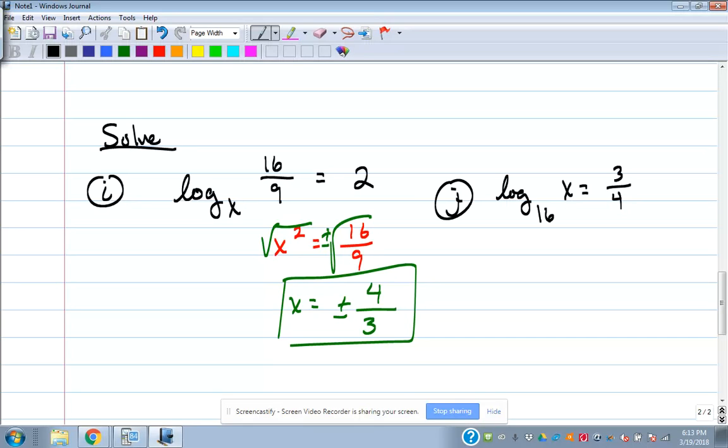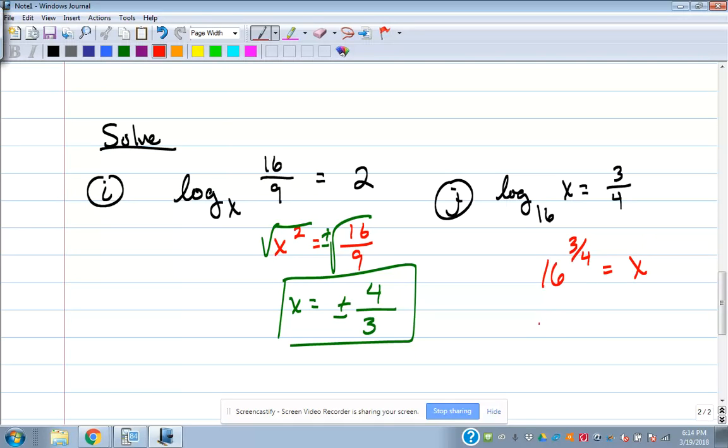Log base 16 of x is equal to 3/4. How could we rewrite that as an exponential? 16 to the 3/4 equals x. Oh, well, that's nice because x is by itself already. All I have to work out is what 16 to the 3/4 is.